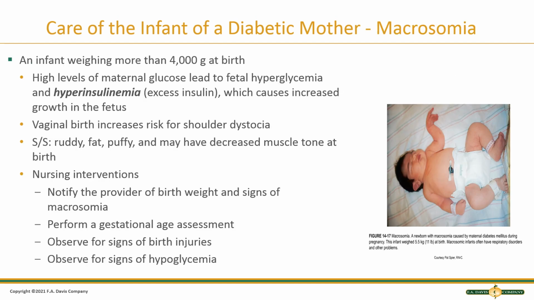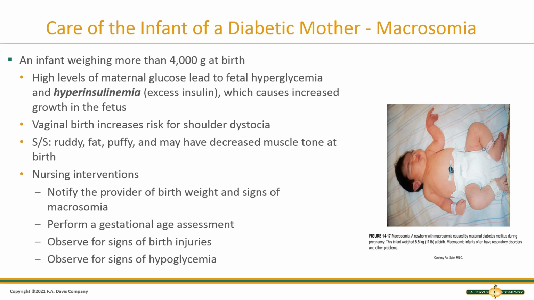Most of the infants that are born to diabetic mothers are macrosomic or large. They weigh more than 4,000 grams at birth if they're full term. You can get a full term 4,000 gram baby that's come from a diabetic mother that's going to be sick, and then you can get a 36 weeker that's still going to be LGA that's going to be sick when it's born too. So the high levels of maternal glucose lead to fetal hyperglycemia and hyperinsulinemia, which is excess insulin, which causes the increased growth in the fetus.